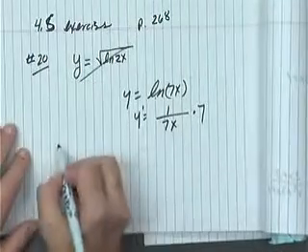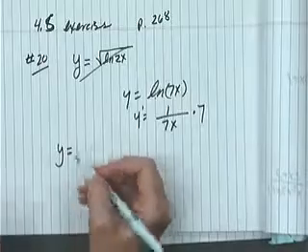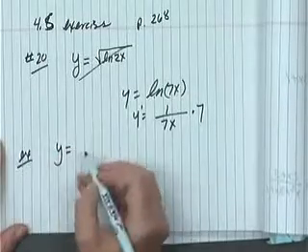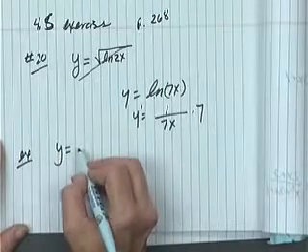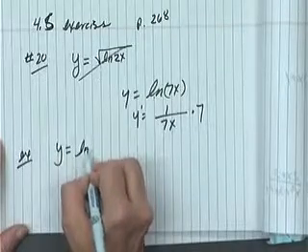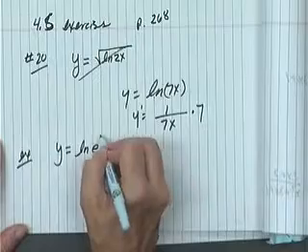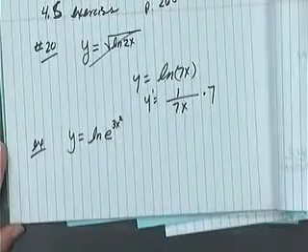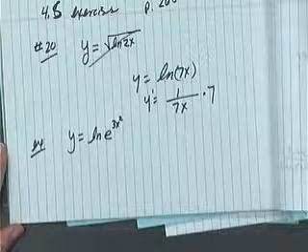All right, next example. I was just prompted to this example by looking in the book. Find the derivative of natural log of e to the 3x squared. Y equals natural log of e to the 3x squared.